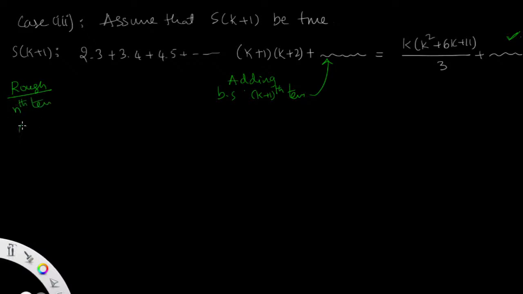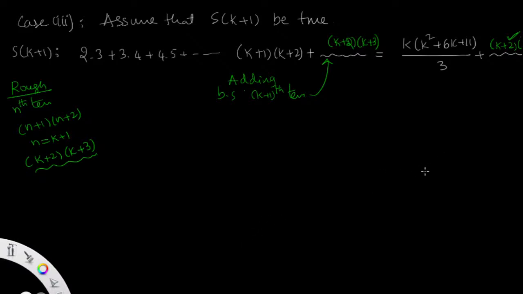The nth term we have is n plus 1 into n plus 2. Now put n equal to k plus 1. Then you get k plus 1 plus 1, that is k plus 2, and k plus 1 plus 2 is k plus 3. So we add k plus 2 into k plus 3 to both sides. That is the k plus 1 term. So here we are adding k plus 2 into k plus 3 to both sides.